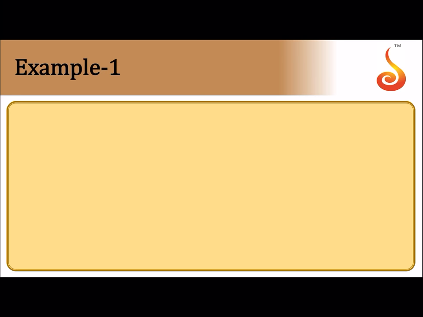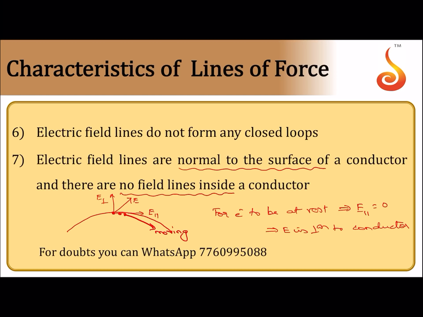Yep, these are the 7 important characteristics. Let's add one more, an 8th. There's one more characteristic I'll just add in. You can just write down 8th. Please note it down, all of you. When field lines are closer together, the electric field is stronger.